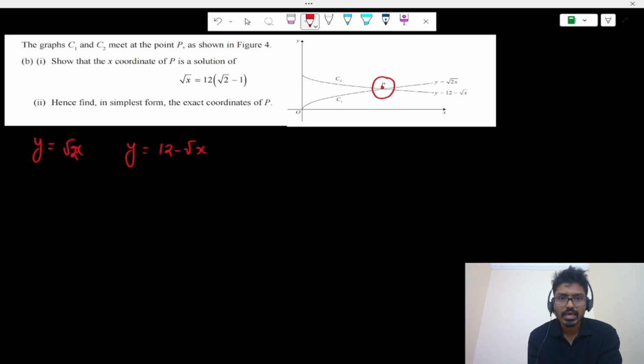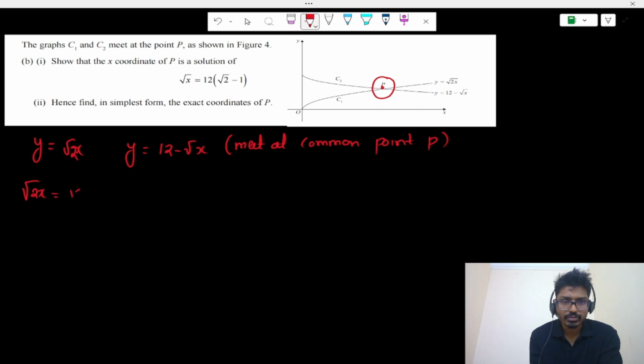So y is equal to root 2x, and y is equal to 12 minus root x. These two equations are meeting at a common point P, which means these two equations can be equated. So we can write root 2x is equivalent to 12 minus root x.